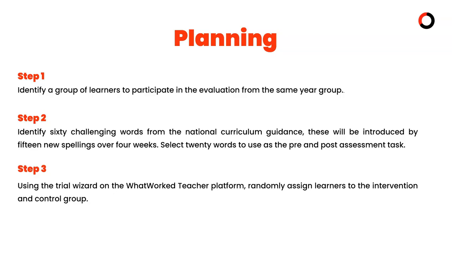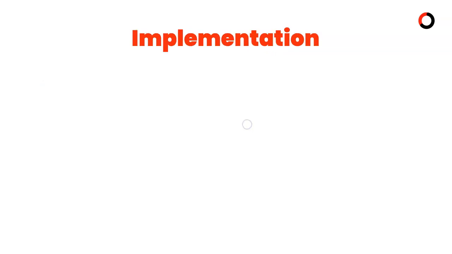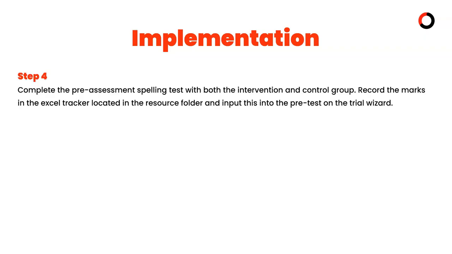Step 3. Using the trial wizard on the What Worked Teachers platform, randomly assign the learners to the intervention and the control groups. So moving on to the implementation. Step 4. Complete the pre-assessment spelling test with both the intervention and control groups, record the marks in the Excel tracker, and then input this into the pre-test on the trial wizard.